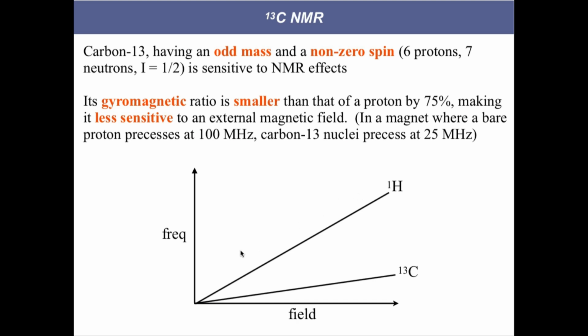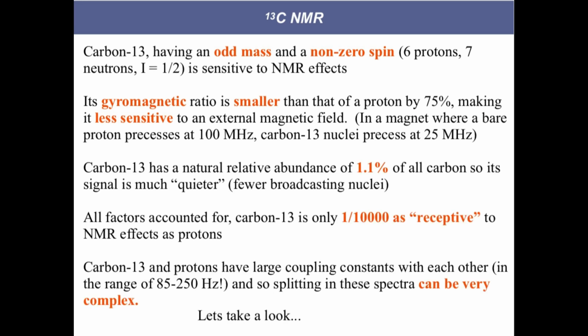That comes from quantum mechanics. But regardless, the gyromagnetic ratio for carbon-13 is much smaller than that of hydrogen. It's 75% less than that of a proton, which means that at any given magnetic field strength, carbon-13 is much less sensitive to that magnetic field. Lower precession frequencies are much more difficult to detect. For example, in a magnet where a bare proton would precess at 100 megahertz, the carbon-13 nuclei would precess at 25 megahertz.